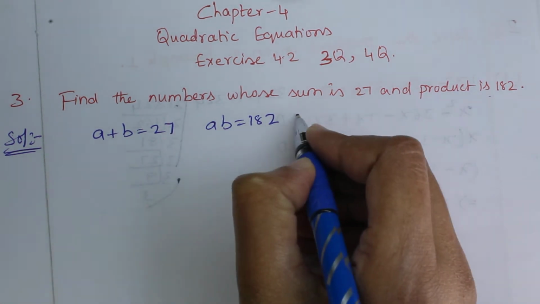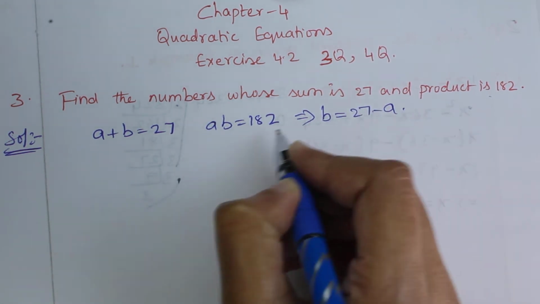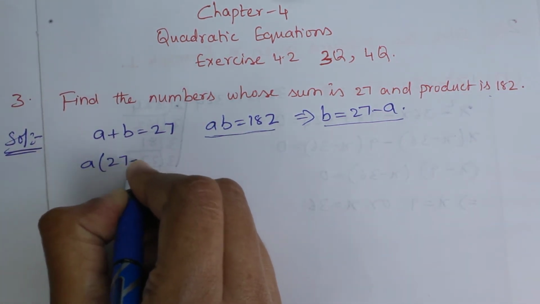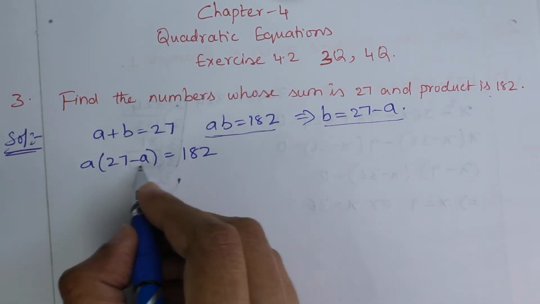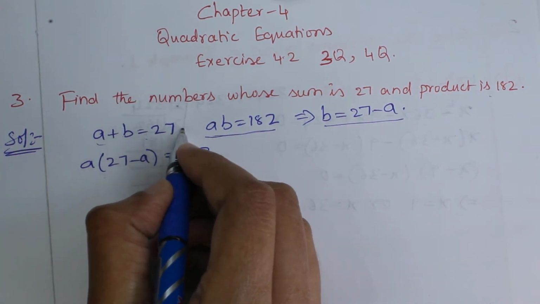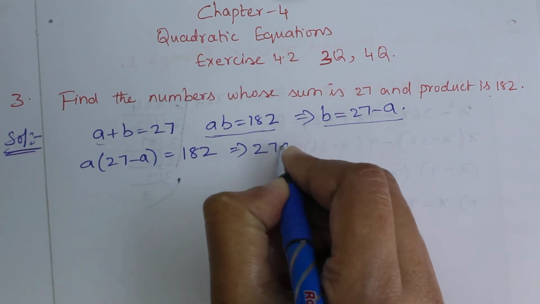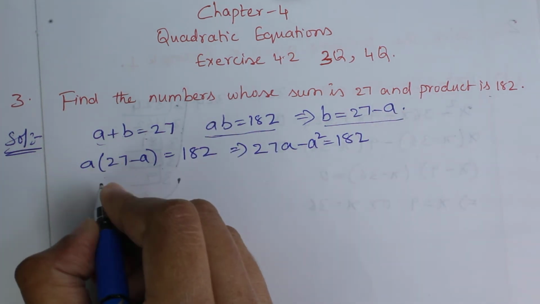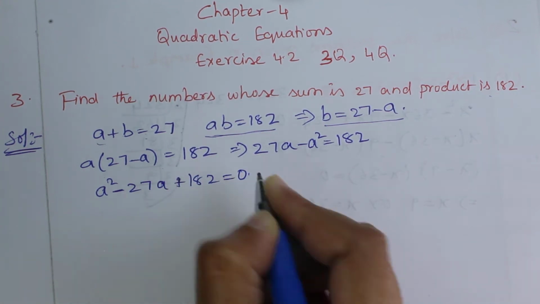From this, b is equal to 27 minus a, right? So I'll substitute this in this equation. So a into 27 minus a is equal to 182, right? Here in the place of b, I have taken 27 minus a because from this equation we got that b is equal to 27 minus a. So this implies 27a minus a square is equal to 182. If I take this to this side, a square minus 27a plus 182 is equal to 0.